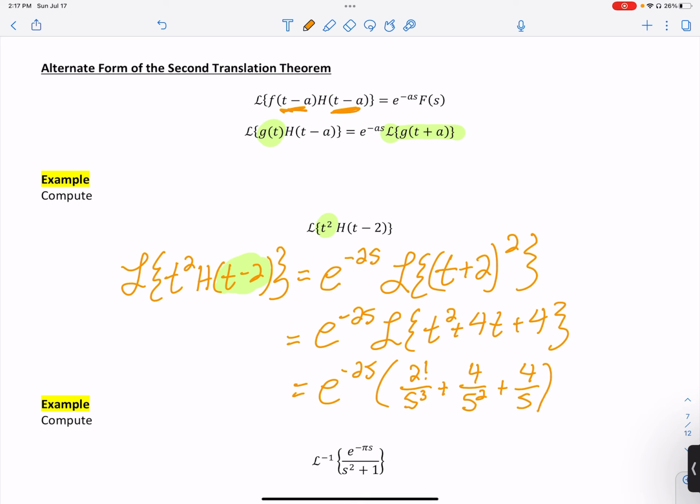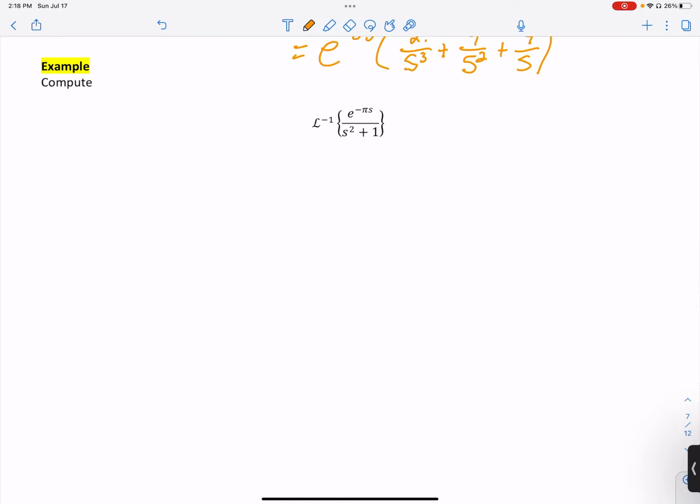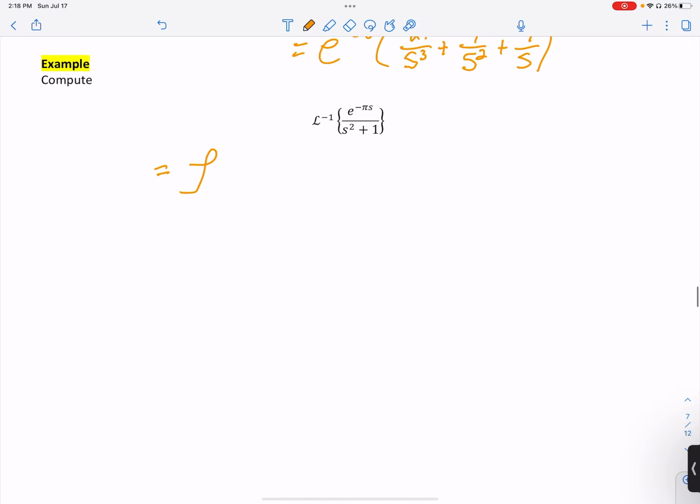All right, I got another one here for you, 2 more examples, and then we'll work towards IVPs. All right, so we have this. This one's a little harder to see at the beginning, but it's not too bad. All right, so the inverse Laplace. And now we have that e. I'm going to put the e to the negative pi s. This is working backwards now.